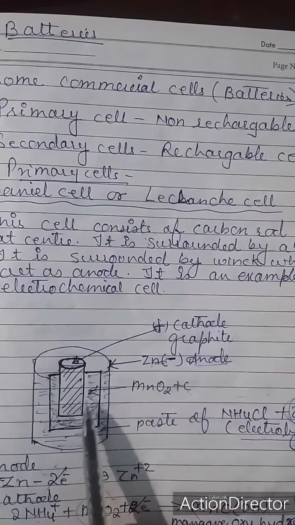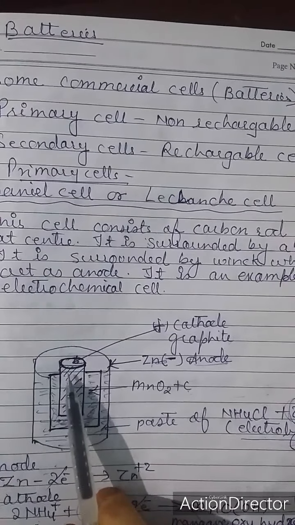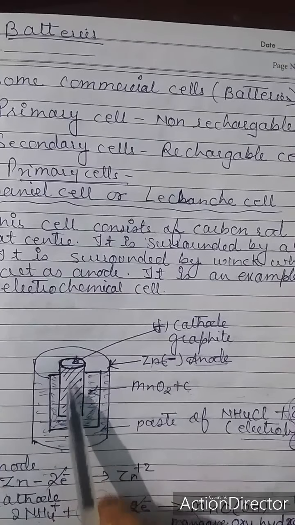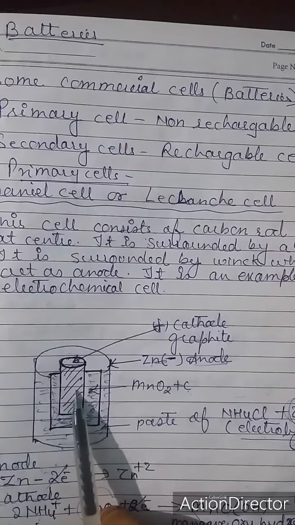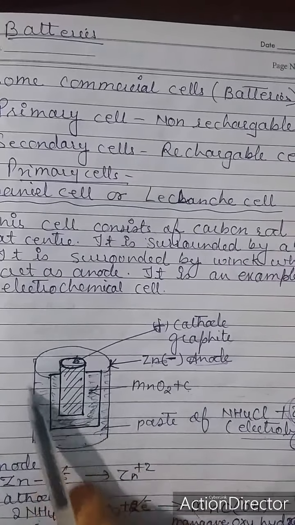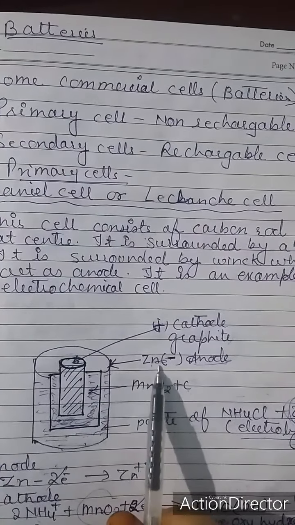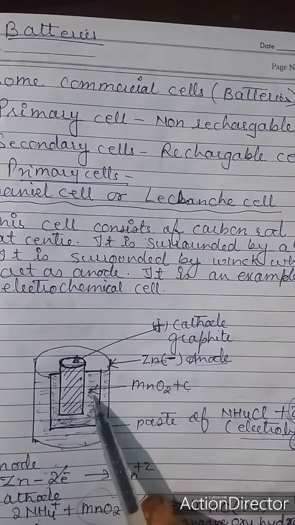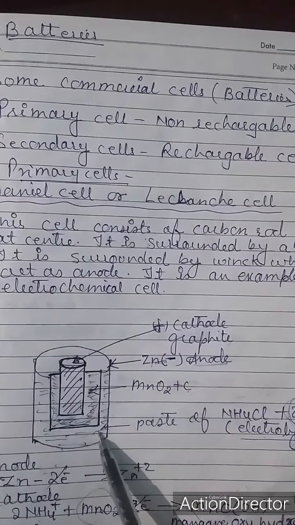In this you can see here in between is the carbon rod or the graphite rod, which is placed at the center. It will be acting as a cathode, and it is surrounded by a zinc casing which will be acting as an anode. And here you can see MnO2 is there with C and a paste of ammonium chloride and ZnCl2, which will be acting as electrolyte.